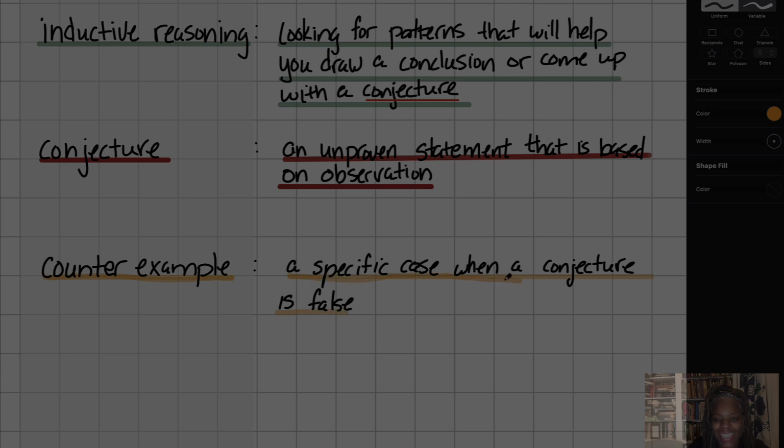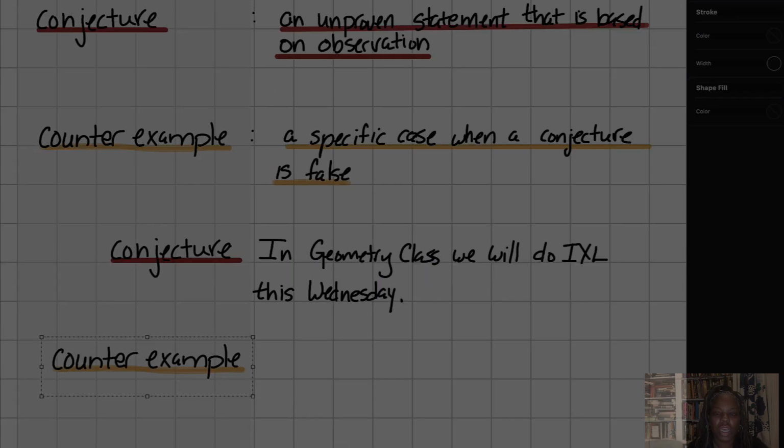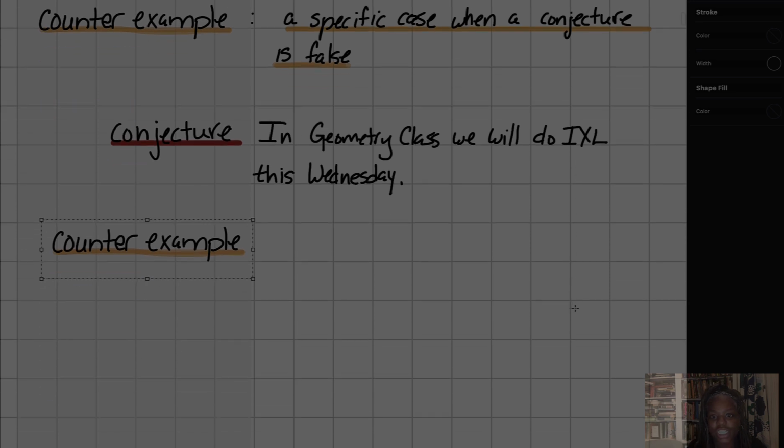So basically we find something that would negate it, that would say, hey, that's not true. Here's an example. Let us create this conjecture: in geometry class, we will do IXL this Wednesday. That's a pretty decent conjecture. We've done IXL in the past on Wednesdays. It happens a lot of Wednesdays, in fact, probably most Wednesdays. So a student to say that would be making a conjecture.